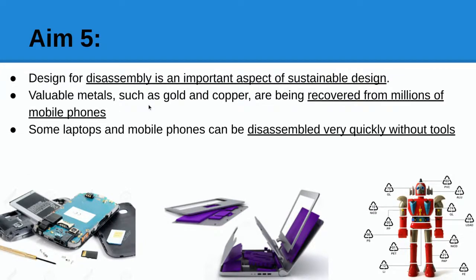Aim 5. Design for disassembly is an important aspect of sustainable design. Valuable metals such as gold and copper are being recovered from millions of mobile phones. Some laptops and mobile phones can be disassembled very quickly without tools because they were designed for disassembly to make recycling more doable.